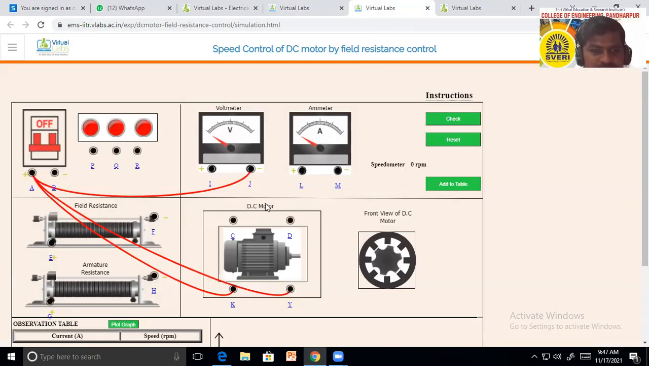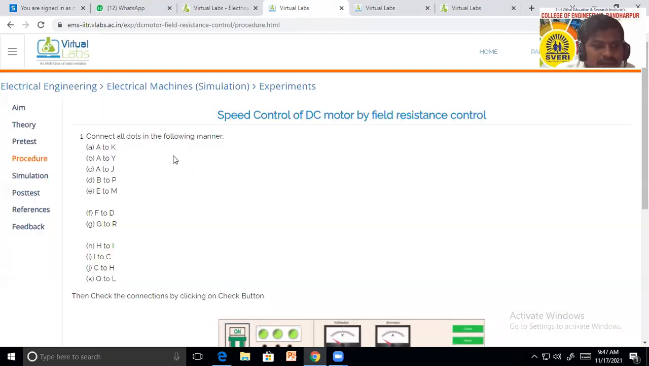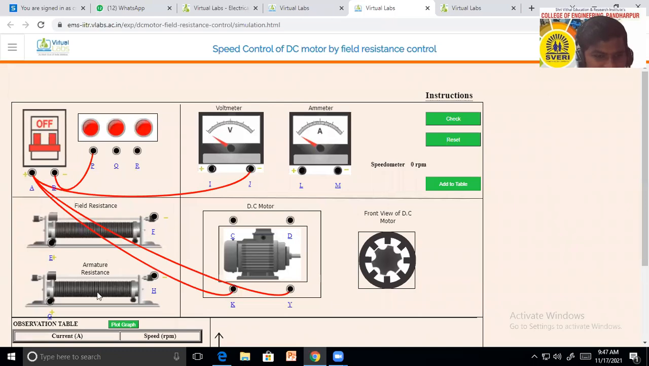Then B to P, that is B to P, here B to P. Then next one is nothing but E to M. E to M, no? Okay. E to M, where it is E, here it is E, E to M. Next, F to D. F to D, where it is F, here it is F, F to D.